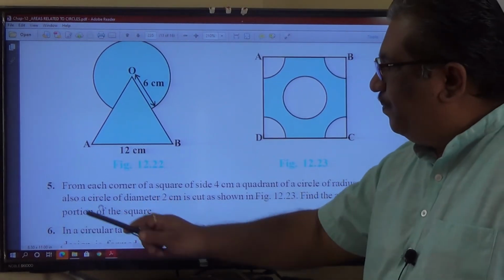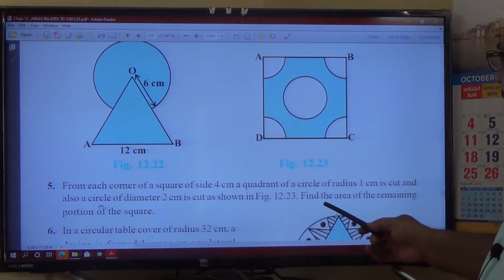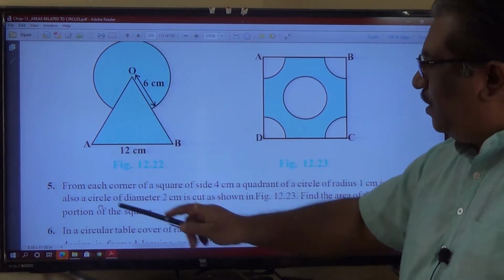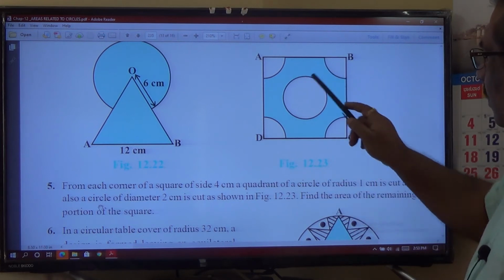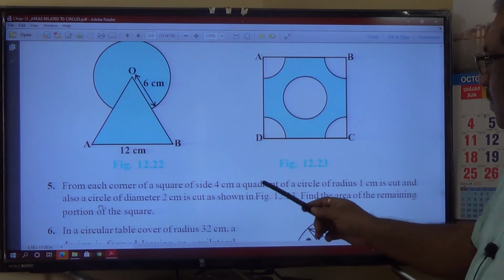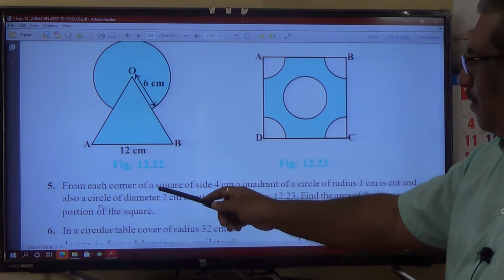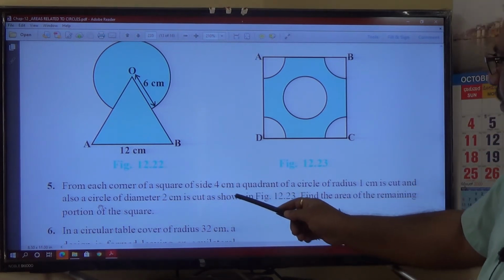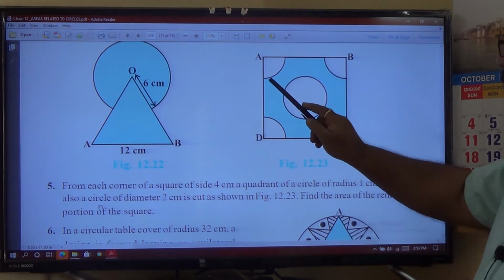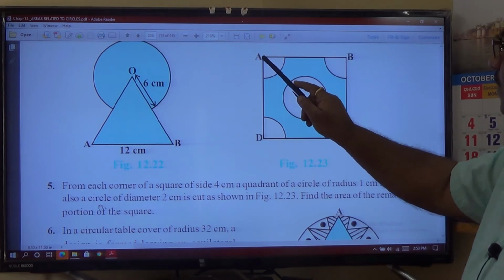Question number 5. From each corner of a square of side 4 centimeter, which figure is this? 12.23. So question number 5 refers to the diagram which is given over here. From each corner of a square of side 4 centimeter, a quadrant of a circle of radius 1 centimeter. This is a quadrant here, means angle is 90 degree, and with radius of 1 centimeter.